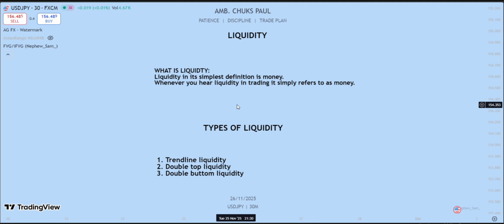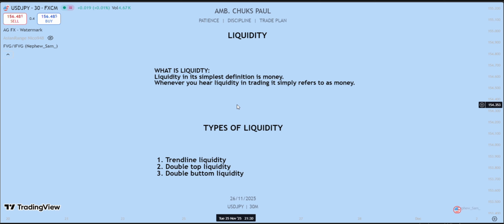Like I said, from the definition of what is liquidity, in its simplest definition, it simply means what? Money. So when you hear liquidity as pertaining to trading, it simply means it has to do with money, right? If somebody says I'm liquidated, that means the person hit SL or the person has lost money in trading, right? So whenever you hear liquidity in trading, it simply refers to money.